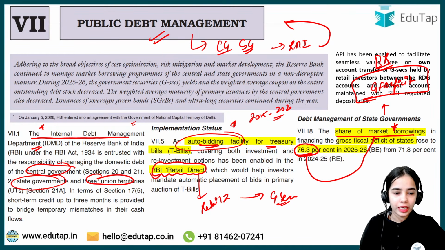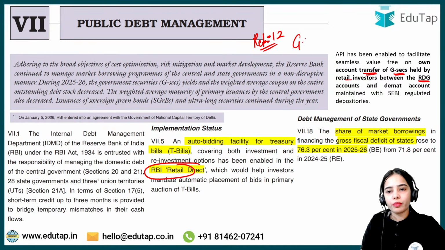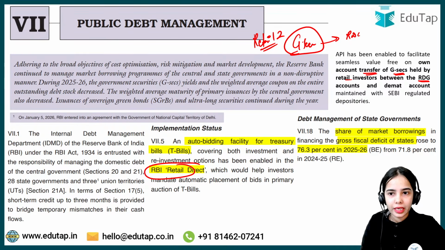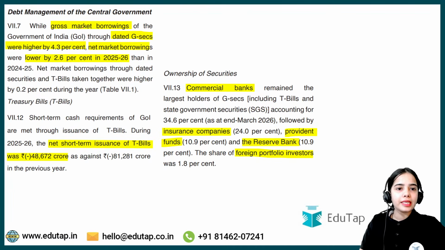That's it. Next, some API has been developed so that if you want to transfer your government securities from the retail direct gilt accounts, let's say you are a retail investor and you hold government securities in demat form, you can transfer them from the retail direct gilt accounts to demat accounts held with CDSL or NSDL, the SEBI regulated depositories. It is allowed free of cost to transfer your government securities from your retail direct gilt account to the demat accounts.